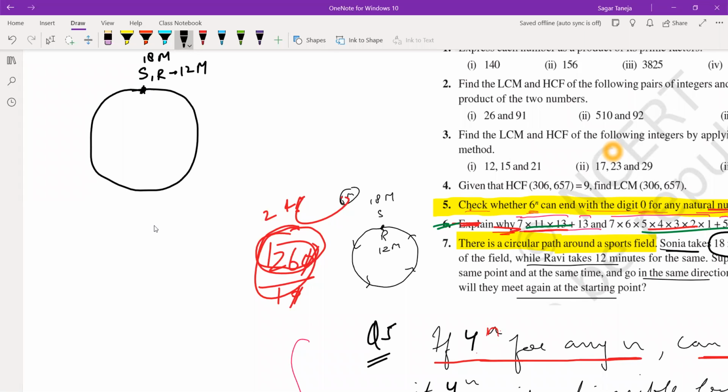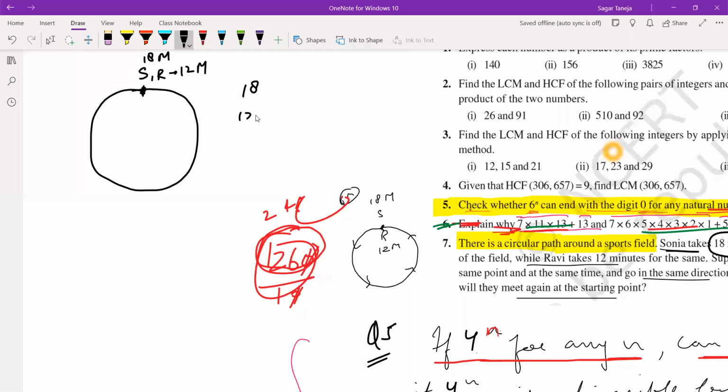If you want to see after how many minutes they'll be able to meet again at the starting point, then think a little whether they'll take more than 18 or 12 minutes or less than this. They'll take more minutes, no? Because Sonia alone will take 18 minutes to reach here. And we are not confirmed in which round they will be able to meet each other. So in this type of question, we always have to go with LCM. Questions like this, after how many minutes the bells will ring together, after how many minutes they are going to meet together, all these questions are pointing out one thing only, LCM, least common multiple.